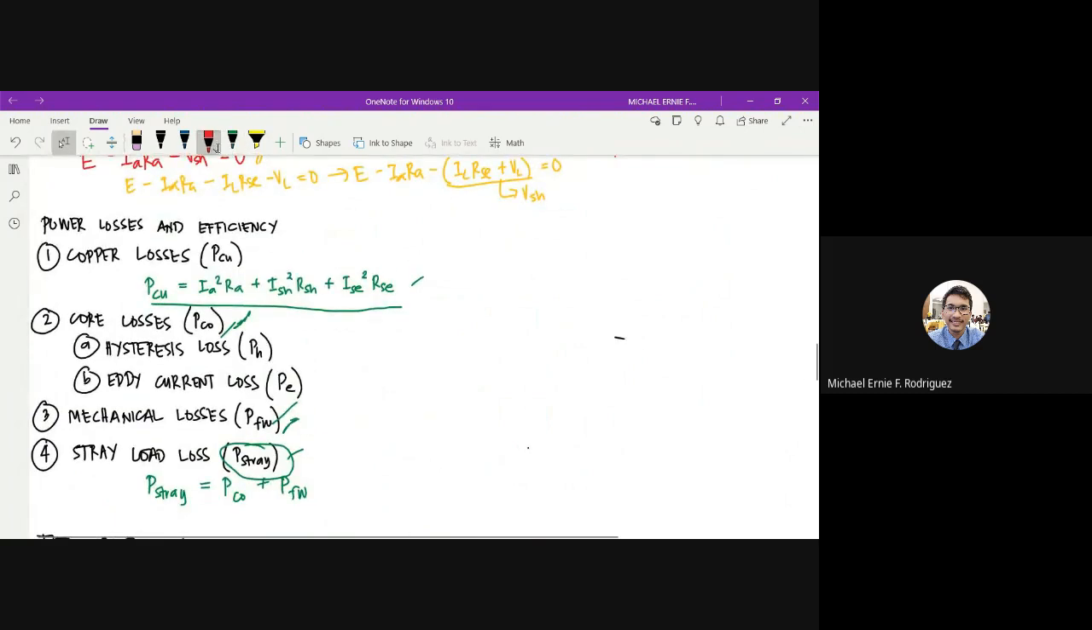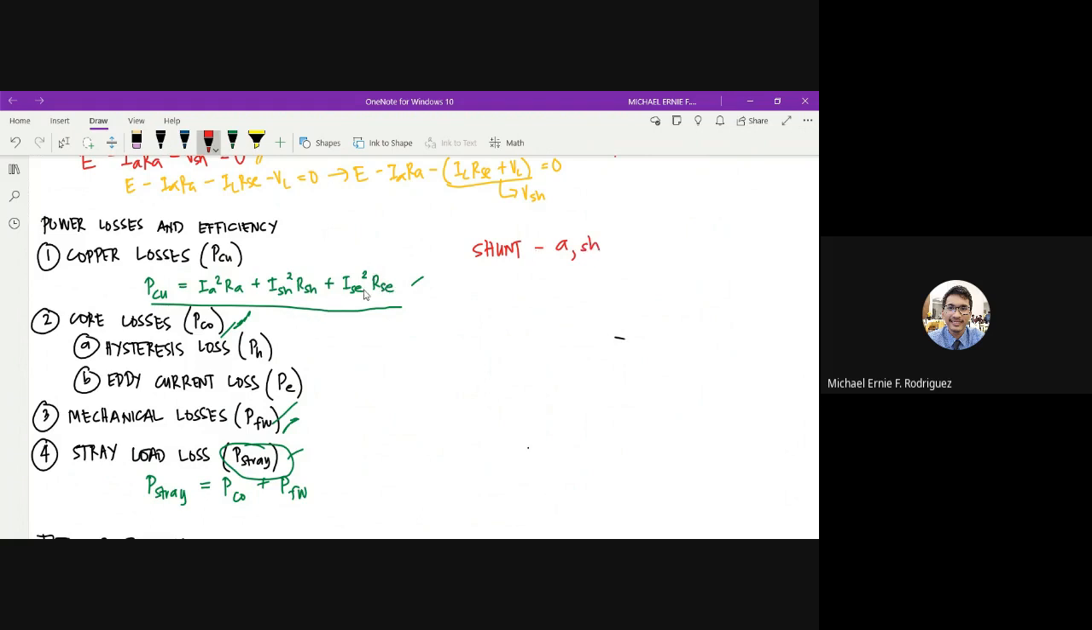Okay, pag dyan, shunt generator siya. So, pag shunt generator, ang meron lang dyan yung sa armature tsaka yung sa shunt. Okay? So, kaya wala yung ISE natin na to.